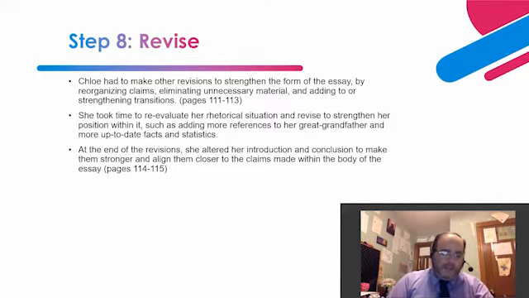Right, so here's what I want you guys to do here. There is a whole lot of revisions in this particular step of the process. So what I want you to do is take a look at the comparative passages from pages 108 through 113. Okay, everything that Chloe revised that they're showing in the textbook. Every one of them is going to show you the original draft and then the revision draft. Okay, what she revised it to.